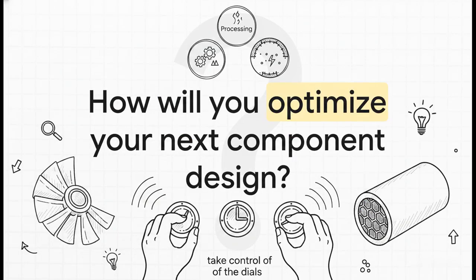So I'll leave you with this thought. How are you going to apply the processing-microstructure-properties triad to optimize your very next high-stakes component design? Please don't just default to whatever's on a standard spec sheet. Get in there, take control of the dials, and engineer it from the grains up.